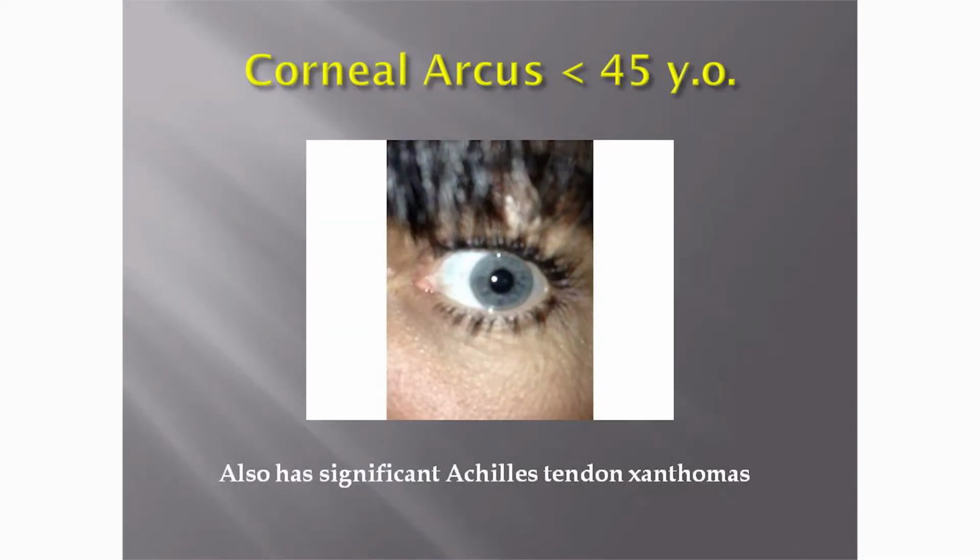So what I did was I took out my iPhone and took a picture of her cornea, and this next image is her cornea, and you see a corneal arcus. And when you have a corneal arcus and you're under 45 years old, it's pretty much pathognomonic for FH.